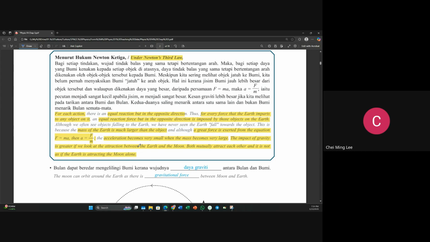Boleh faham? Why they say like that? Because there is a pull from here to here, and at the same time there's another pull from here to here. So both cancel out each other. So that's why it stays like that. Okay.